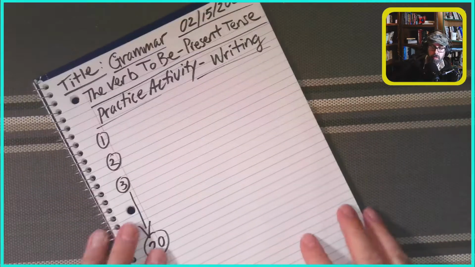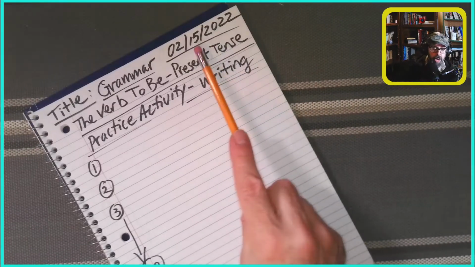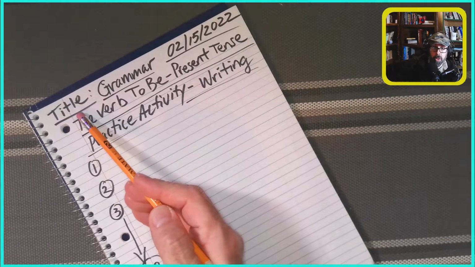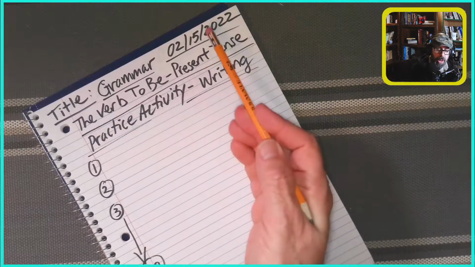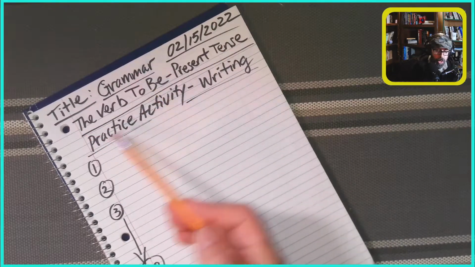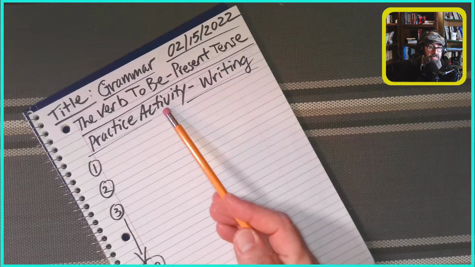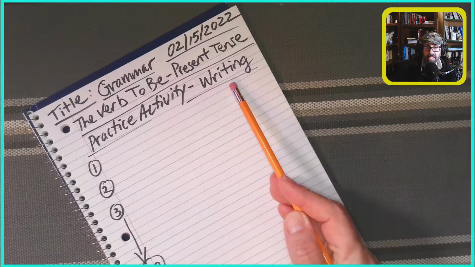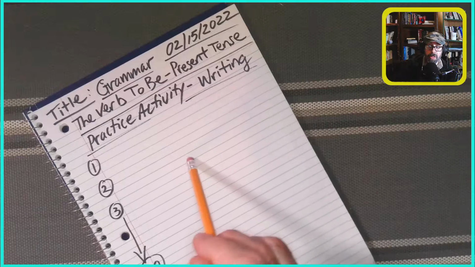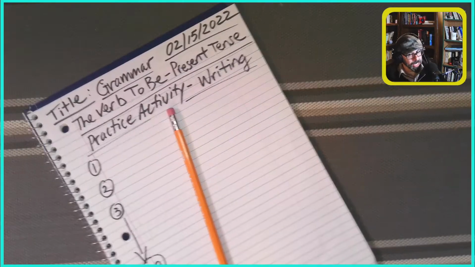Let's take a look at the sheet, and let's take a look at how to get set up and get ready. So make sure that you're writing the date when you write. You should have a title for your paper when you write. So having a date and having a title is important. So the title would be grammar. This is the verb to be in present tense. This is a practice activity, and this will be a writing activity. We will write number 1, number 2, and number 3 together in the notebook, and then we'll continue with the electronic. I'll just type the rest of them on the electronic sheet.